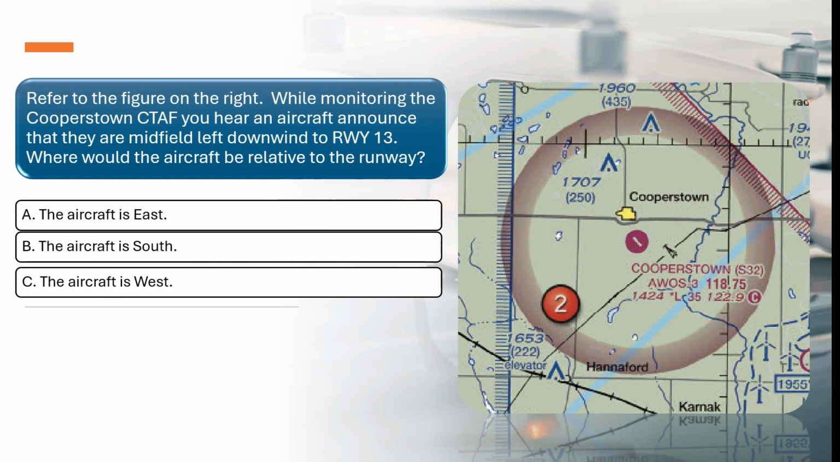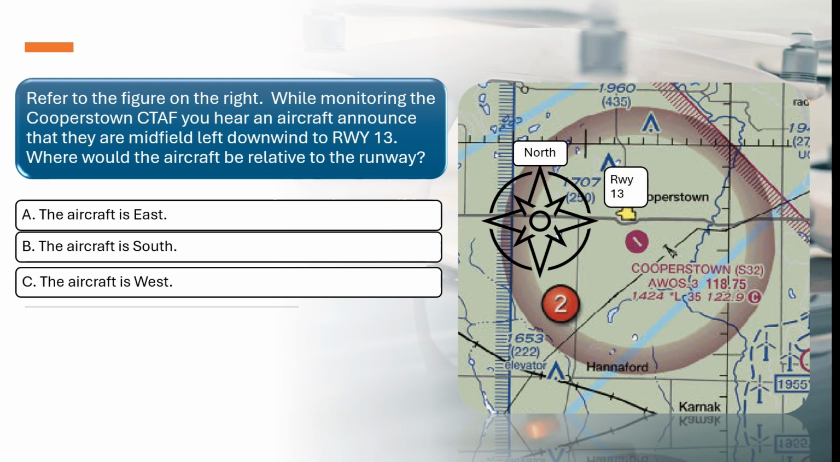Refer to the figure on the right. While monitoring the Cooperstown Common Traffic Advisory frequency, you hear an aircraft announce that they are midfield left downwind to runway 13. Where would the aircraft be relative to the runway? North is shown as illustrated by the compass rose in the chart. Since runway numbers are aligned with the magnetic heading of the runway direction, runway 13 would be facing towards the southeast as indicated by the yellow arrows in the chart.